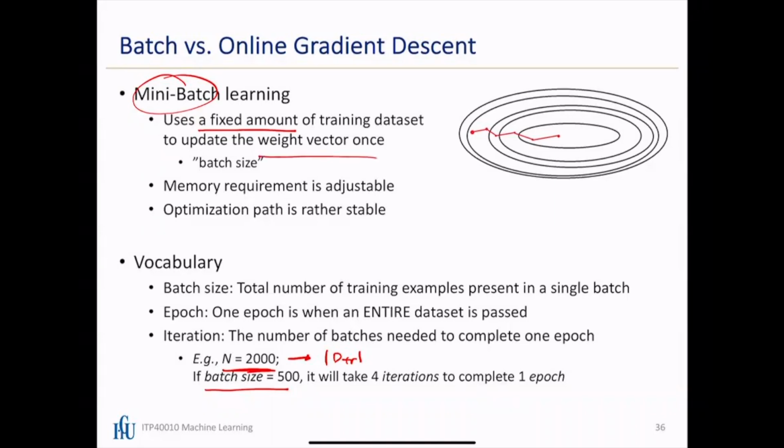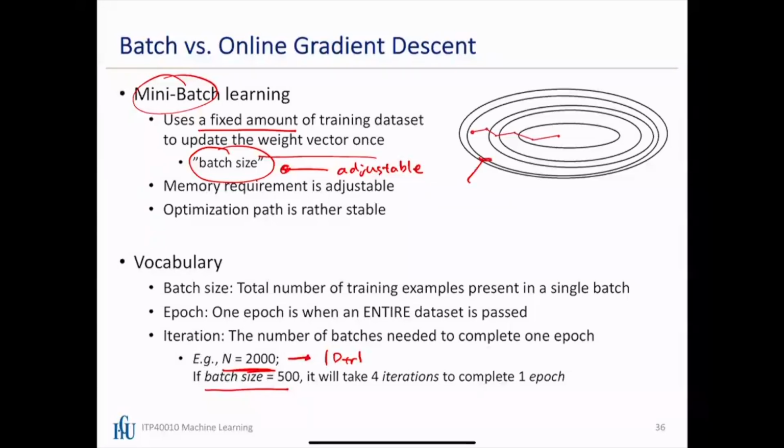So while you're doing this, one of the important parameters is the batch size. How many data points will be involved in one batch. And obviously this is adjustable. So the memory requirement is also adjustable.